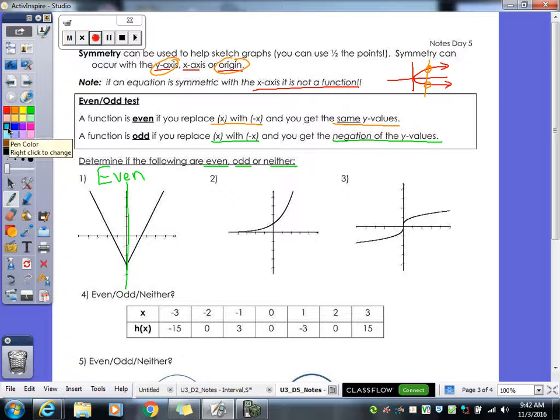For our second one here, if I look at my y-axis, if I try to flip it over, my graph would go that way. So it's not symmetric over the y-axis. If I try to reflect it through the origin, it would be somewhere down there. So it's not an odd function. So this one would be neither.